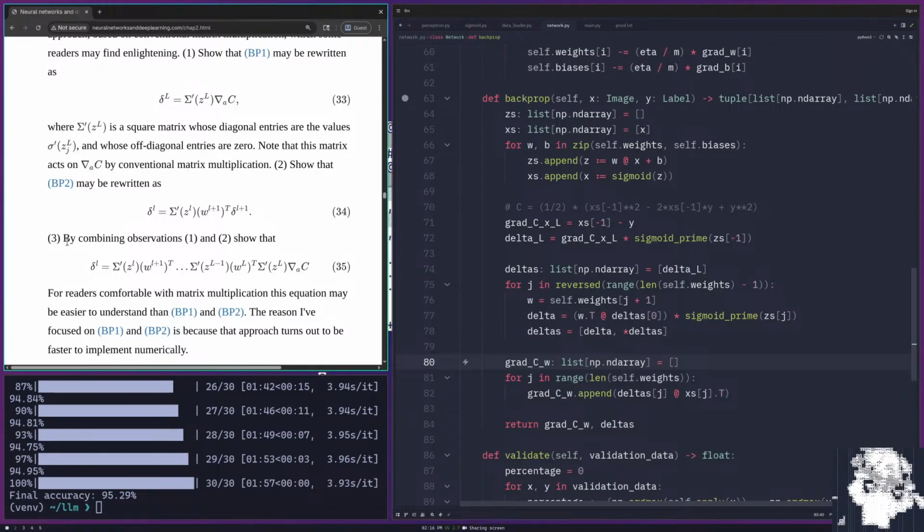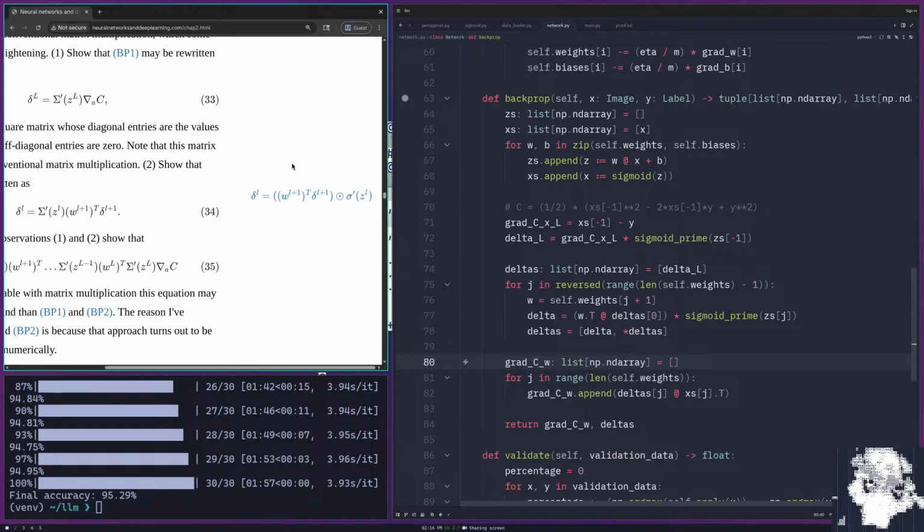3, by combining observations 1 and 2, show that delta L equals the diagonal matrix version of sigmoid prime of Z times W of L plus 1 transposed times etc., and then you keep going until you get to the last layer. So you just multiply all that stuff together.